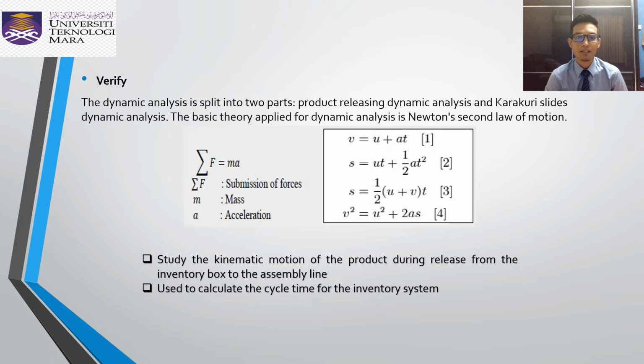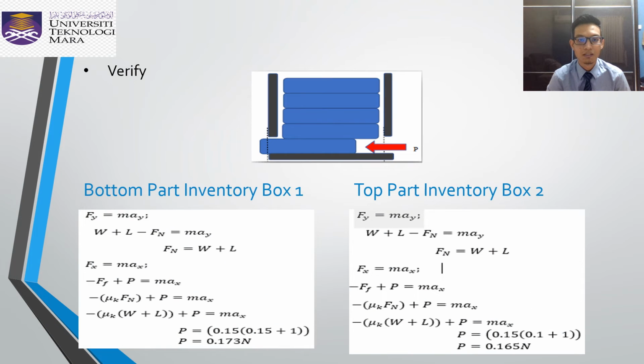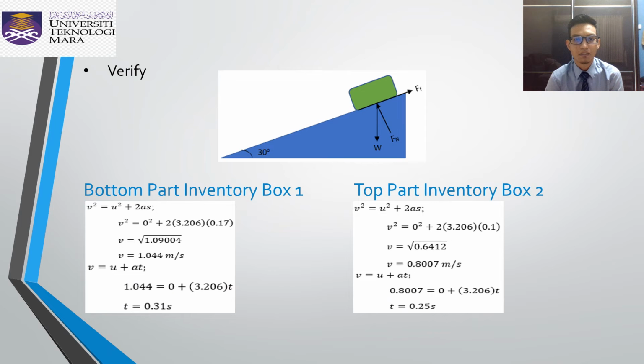To verify the dynamic analysis between product release and current quick slide, these formulas are used to investigate the kinematic motion of the box from inventory to assembly line. This calculation is used to measure the force to push the box from the inventory, and this calculation is used to determine the cycle time of box transfer from inventory to assembly line.